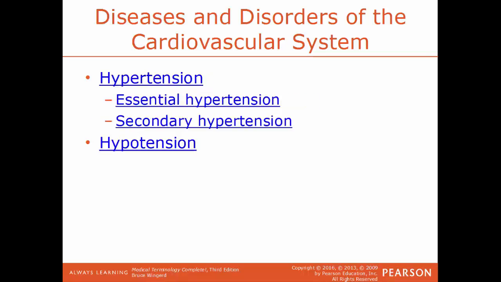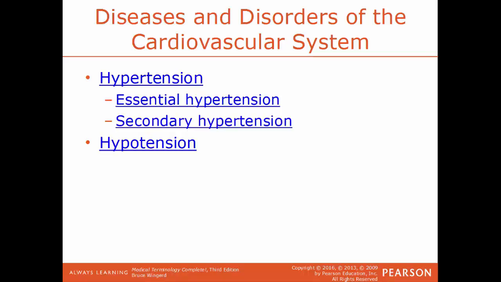Hypertension. This is having high blood pressure. This can be caused by any number of things. When you have high blood pressure, your heart will be working harder than it normally should to accomplish the same amount of work. Now, there are different types of hypertension. The first one listed is essential hypertension. It's also known as primary hypertension, and it's called primary hypertension because there's no identifiable cause for the condition.